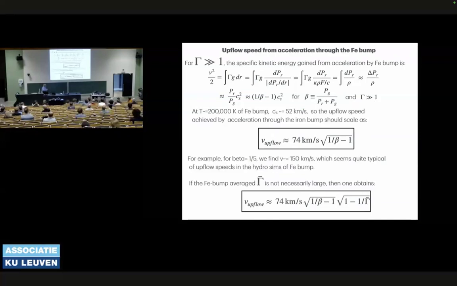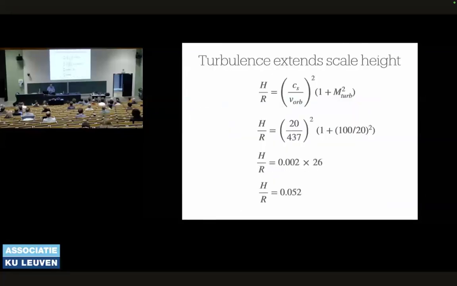And you can estimate what it should be. It's on the order of 70 kilometers a second for a beta of 2, say. Beta of a half, I'm sorry. And it gets even higher if you go higher. And that's what you see. You see turbulence that's 100 kilometers a second. Now, wait a second. What's the sound speed? Sound speed is 20 kilometers a second.